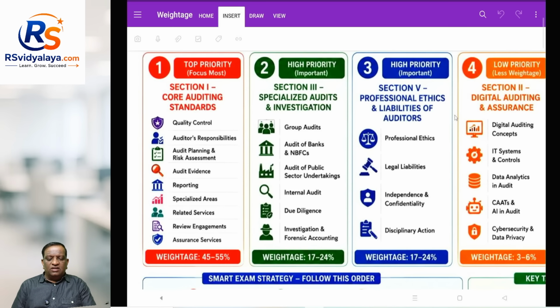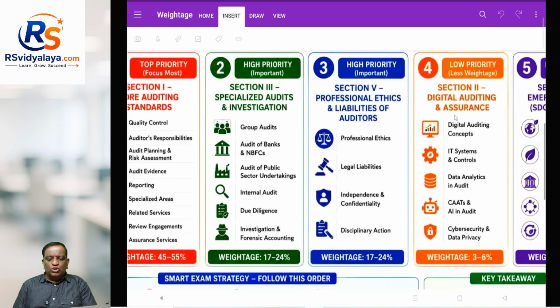The next priority goes to specialized audits and investigations. In this, you broadly cover group audits, audit of banks, partly what you have covered in Intermediate and partly certain advanced concepts. And NBFCs, which you have not covered in Intermediate, you will cover here. Then audit of PSUs, which you have already covered at your Inter level, but here we would be looking at a few other extended topics. And then internal audit, due diligence, and investigation and forensic audit. These chapters would get you close to 20 marks, 17 to 24, so on average 20 marks. Covering 1 and 2, here it is 50 and here it is 20, so between 1 and 2 you would be scoring 70% of the marks.